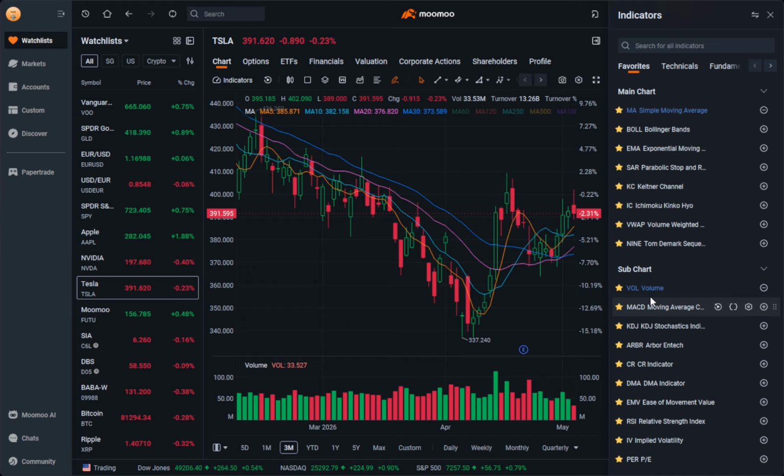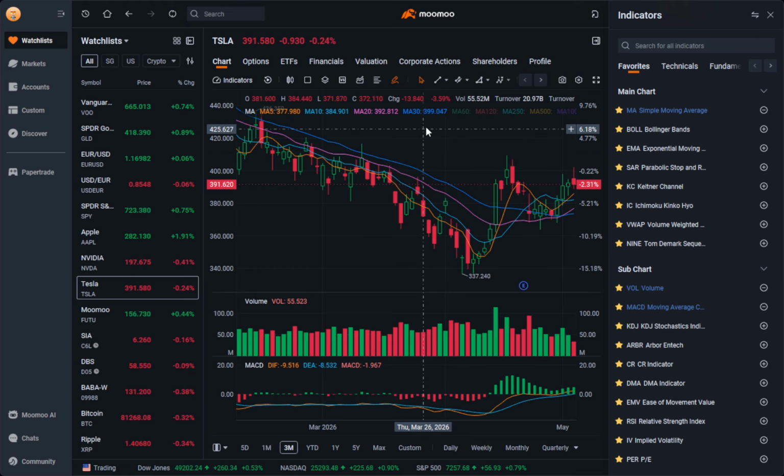RSI helps you spot stretched conditions, with readings above 70 often overbought and below 30 often oversold. MACD gauges momentum shifts, and crossovers can hint at potential entries or exits. Some indicators sit on the main chart like moving averages, while others, like RSI and MACD, appear in separate panels below.